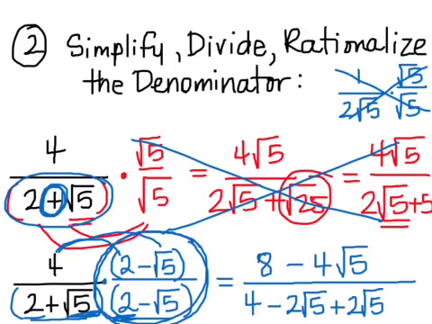Then last times last is the last one out of each, and so you get a positive times a negative is a negative, and a square root times a square root, you are allowed to multiply under the square root and get a square root of 25. So that's the first step. We just need to do a little simplification, and then we're done.